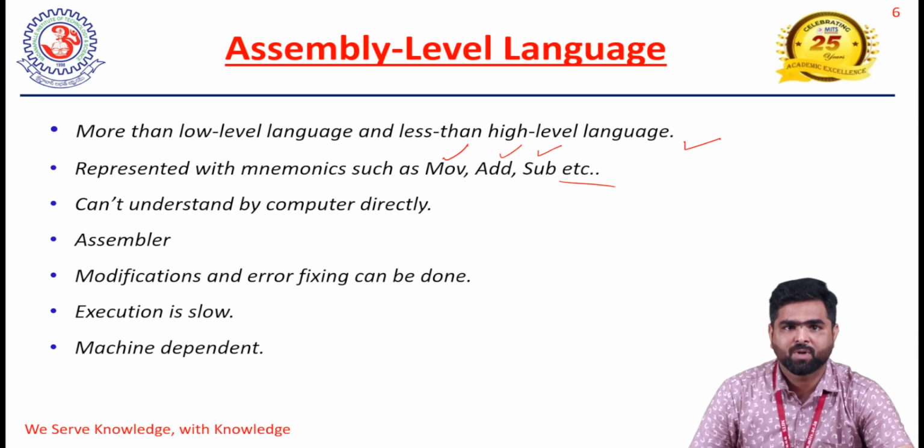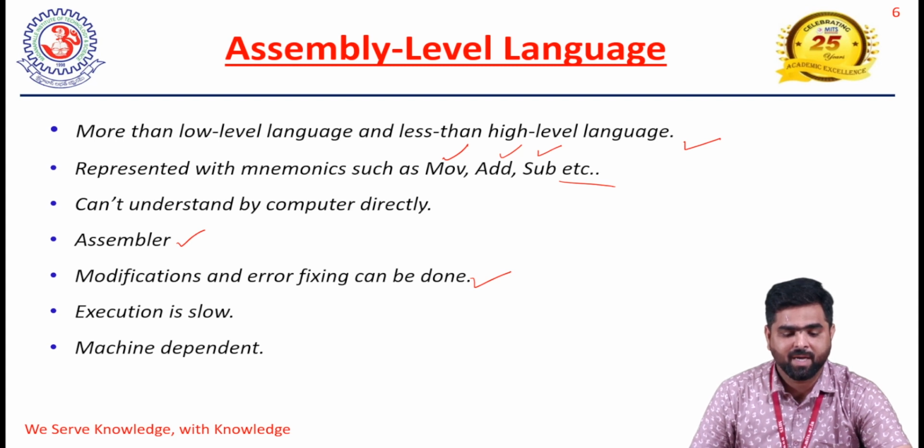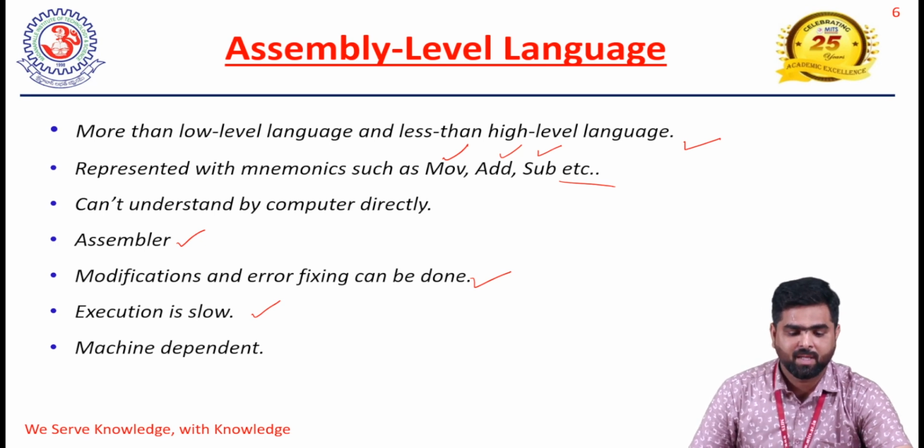So as the computer cannot understand it directly, we need some translator which converts this assembly level language into machine understandable language. So here we use a translator called assembler. The purpose of the assembler is converting the assembly level language into machine level language. In assembly level language, modifications and error fixing can be done, and the execution is slower compared to machine level, and compared to the high level language it is faster, and this assembly level language is machine dependent.